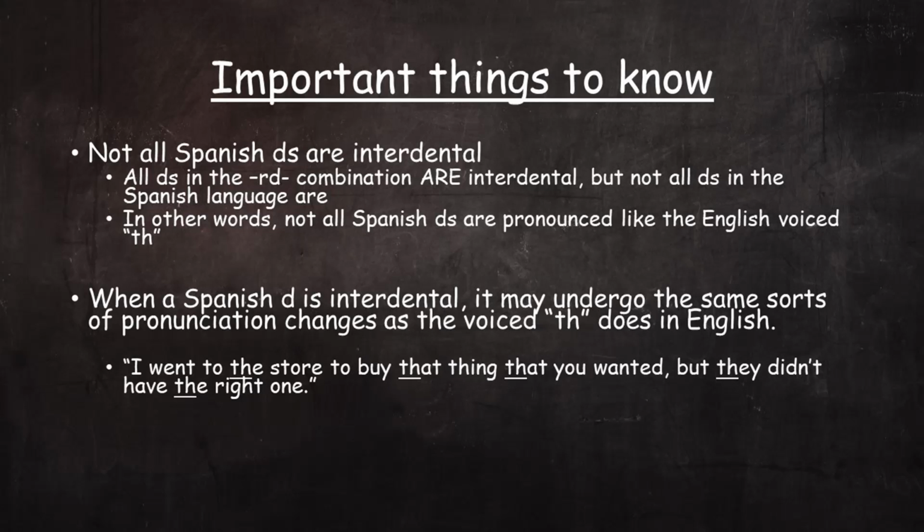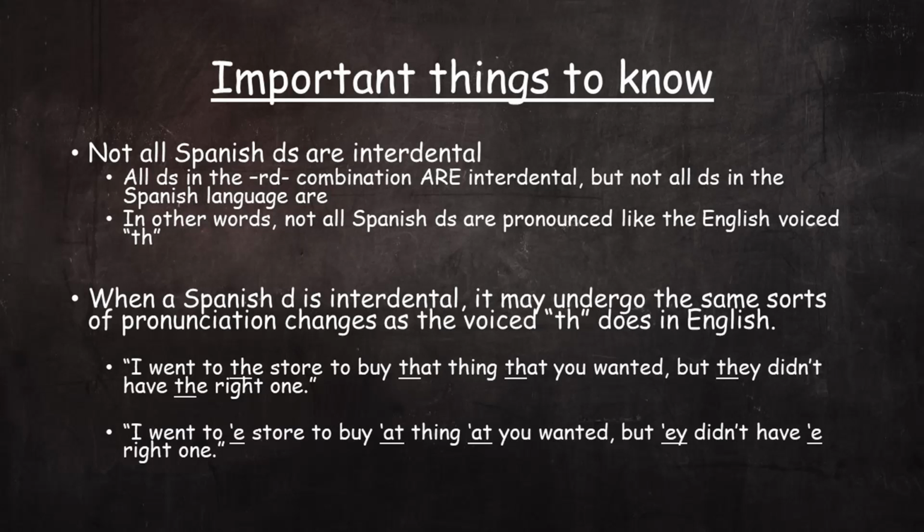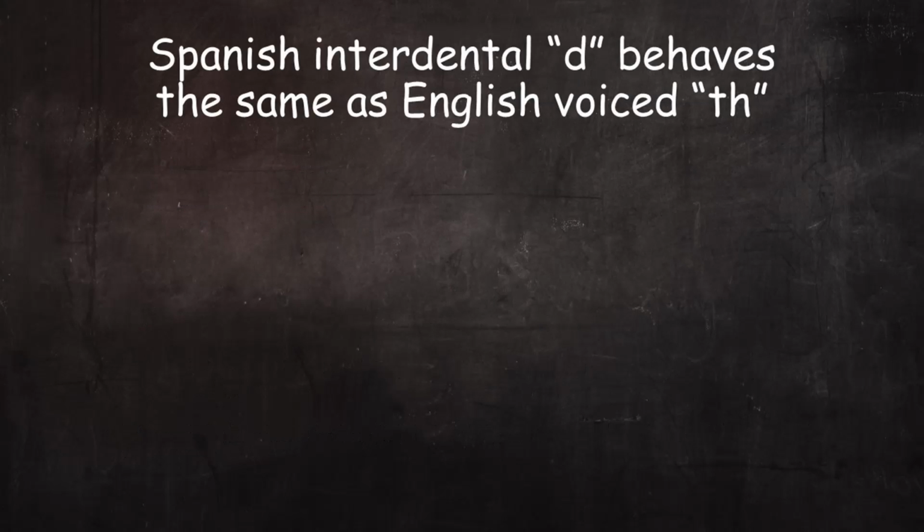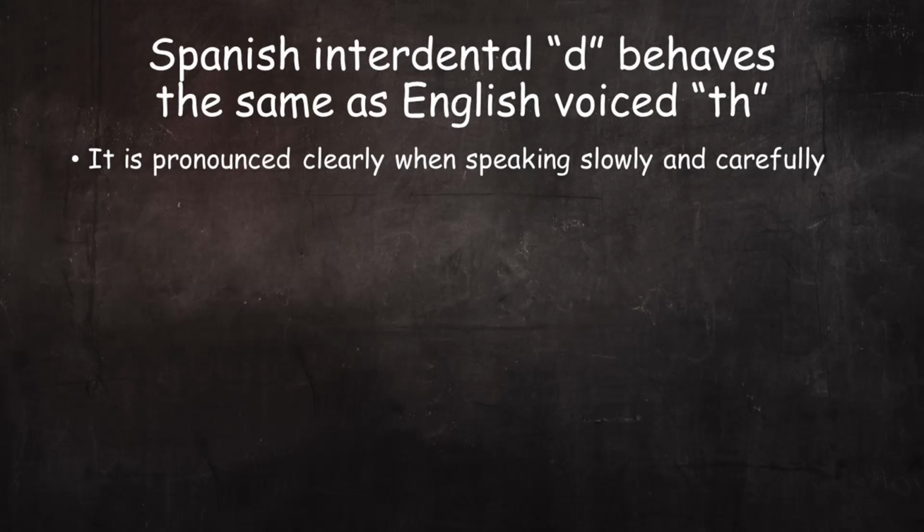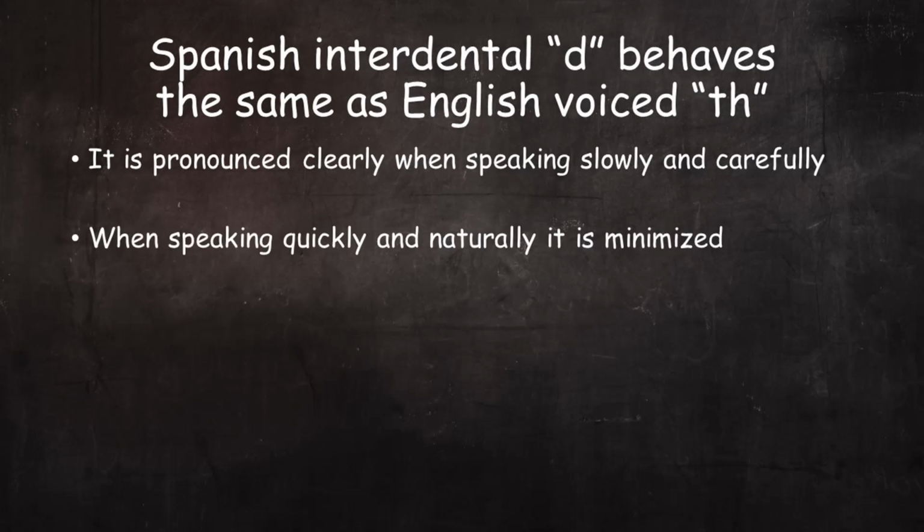Listen carefully and you'll hear that I didn't pronounce a single one of those voiced THs. I went to the store to buy that thing that you wanted, but they didn't have the right one. As it turns out, Spanish interdental D behaves the same as the English voiced TH. It's pronounced clearly when speaking slowly and carefully, but when speaking quickly and naturally, it's often softened to the point that it nearly disappears.